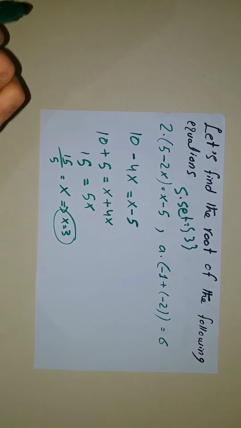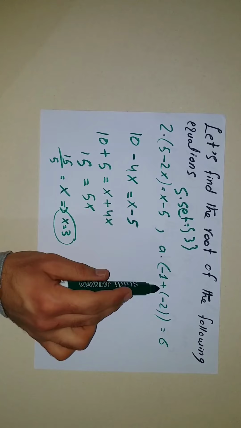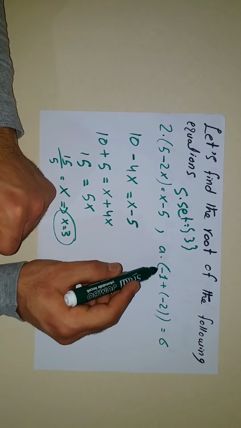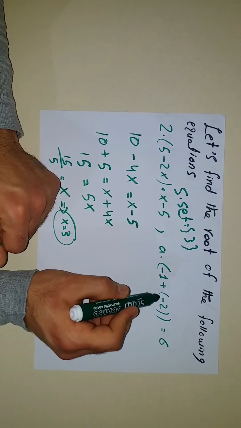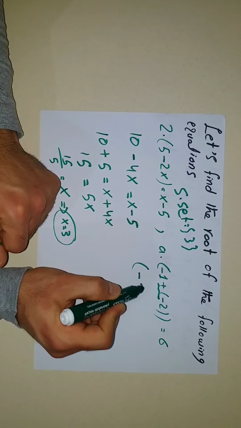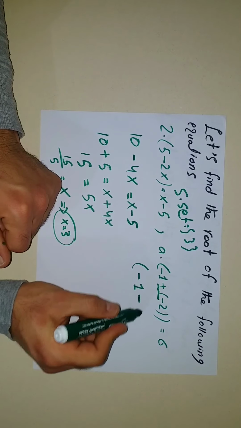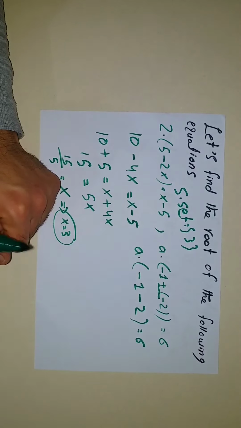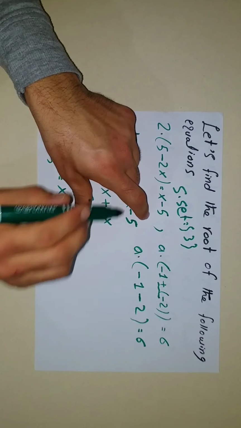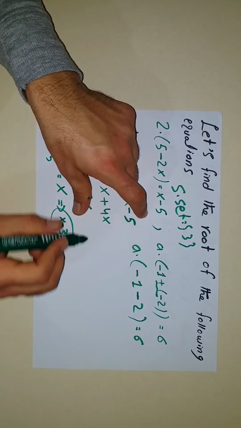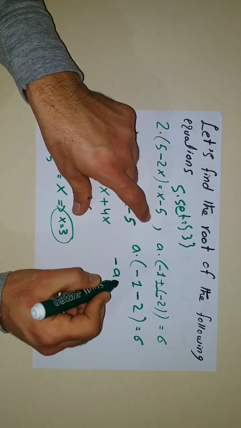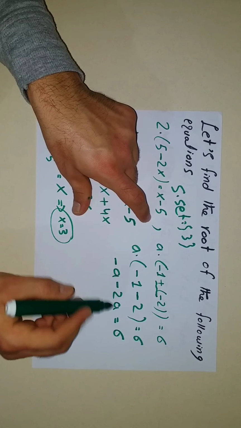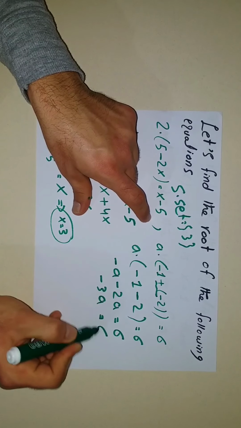Now let me solve this question. a multiplied by minus 1 plus minus 1 is equal to 6. This plus and minus will give me minus 1 plus minus 2 is equal to 6, and a will be multiplied to the minus 1 and minus 2. Let me multiply it. a multiplied by minus 1 is equal to minus a, minus 2a will be 6. So minus a minus 2a, minus 3a is equal to 6.